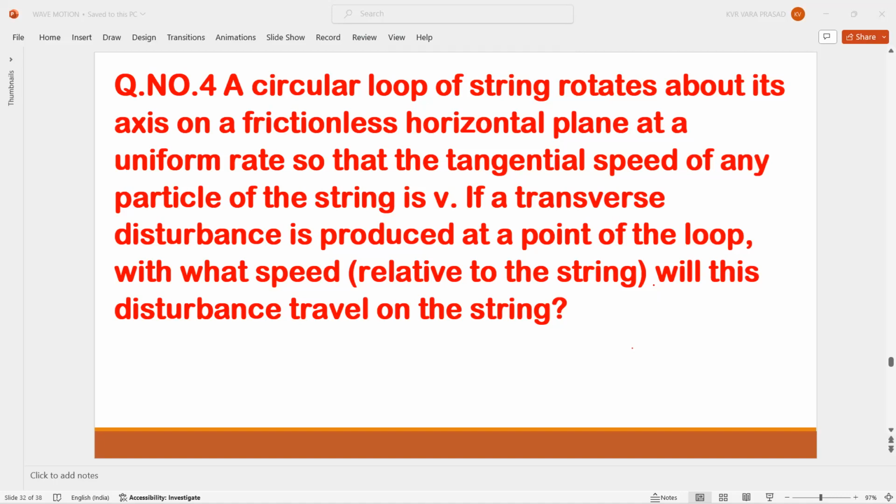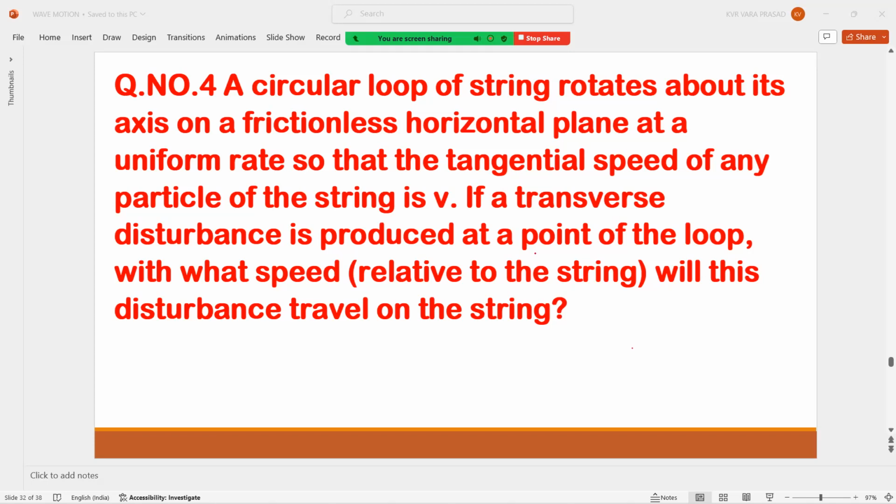A circular loop of a string rotates about its axis on a frictionless horizontal plane at a uniform rate so that the tangential speed of any particle of the string is v. If a transverse disturbance is produced at a point of the loop, with what speed relative to the string will this disturbance travel on the string? This is the question given.